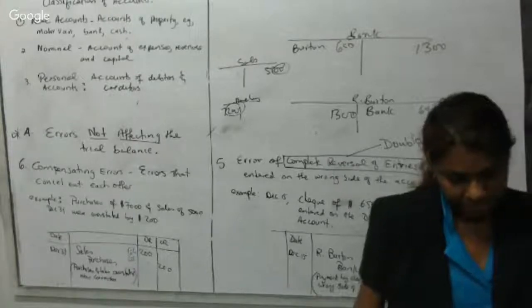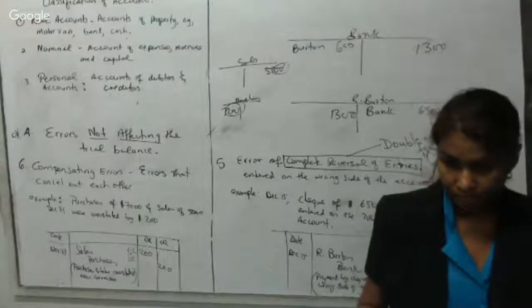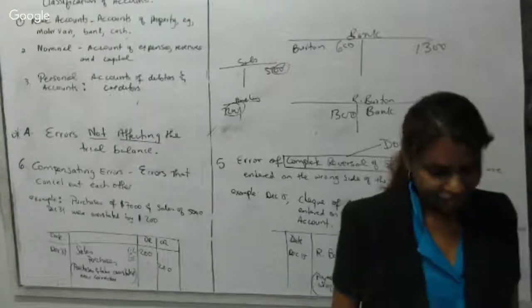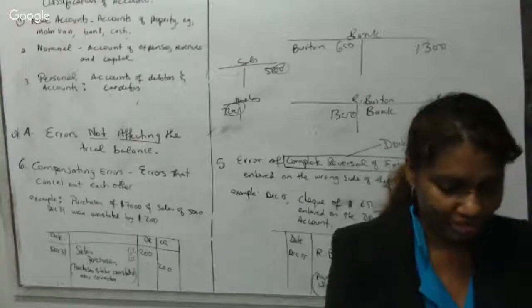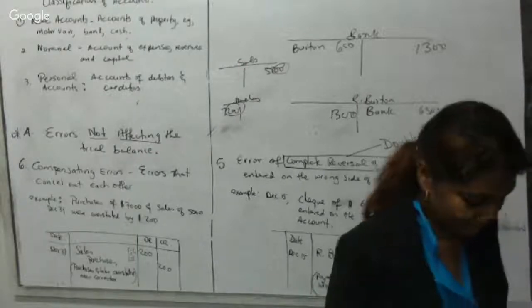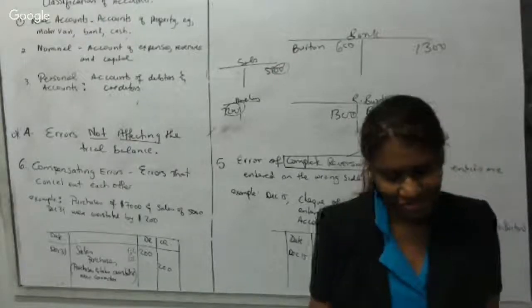All right. Number C says, correct everything. Sale of 443 on credit to B Ming was entered in B Gordon's account. What is this one? Error of commission. EOC again. Right, error of commission.